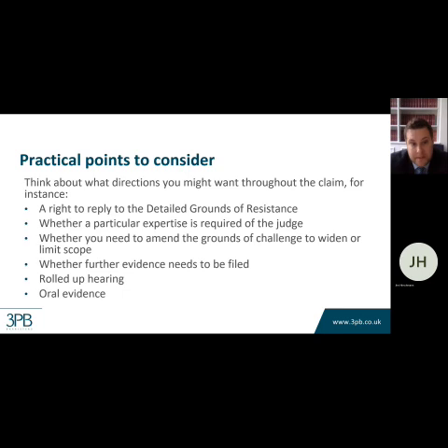Lastly, but fifthly on the slide, is the concept of a rolled-up hearing. If your judicial review is relatively urgent, but not urgent enough to warrant urgent consideration, you can request a rolled-up hearing, which is where the court considers permission and the substantive merits of the claim in one. The way it works in practice is you effectively turn up to the court and present your judicial review claim as though you've got permission. The court then deals with the permission point administratively within the decision.